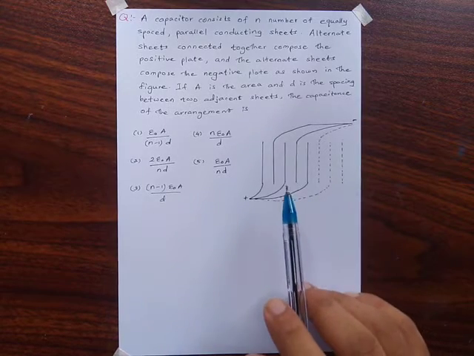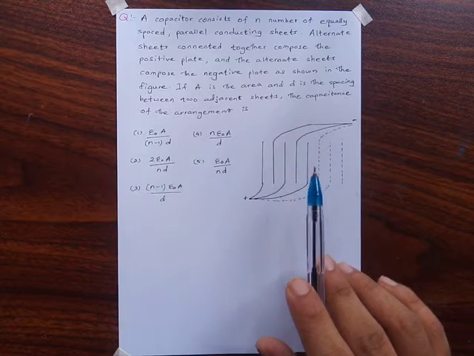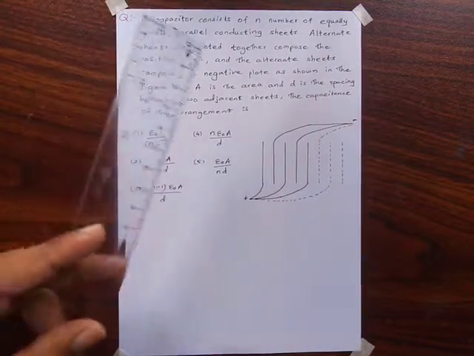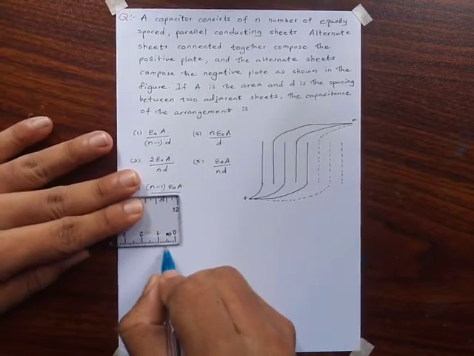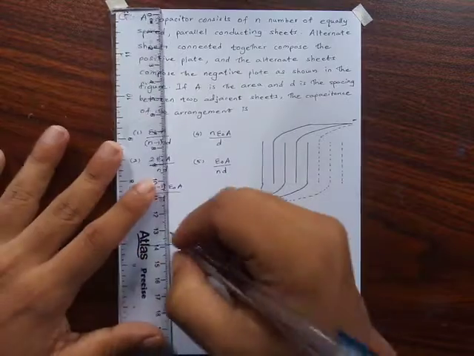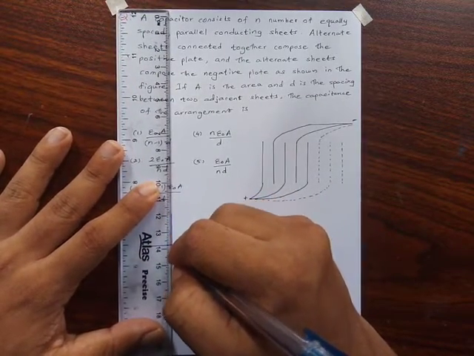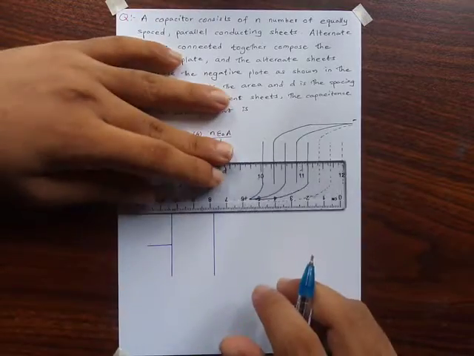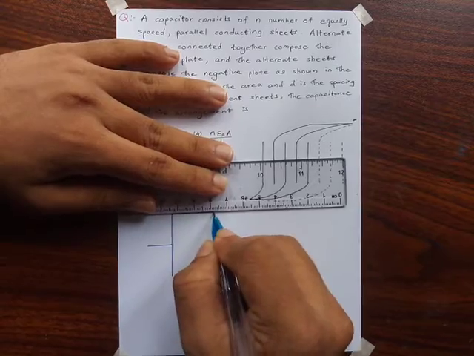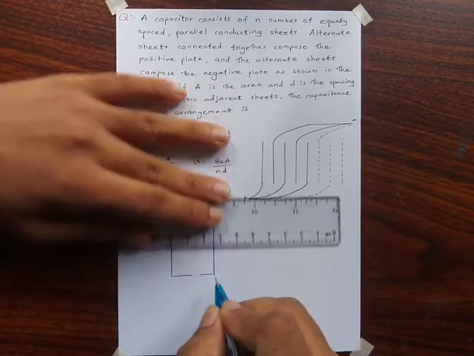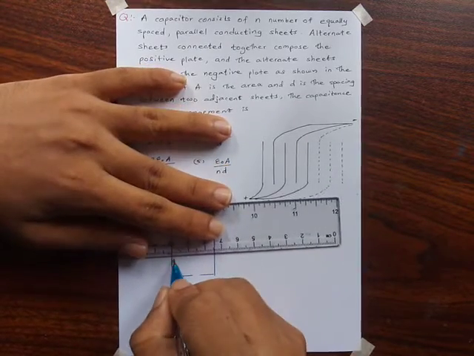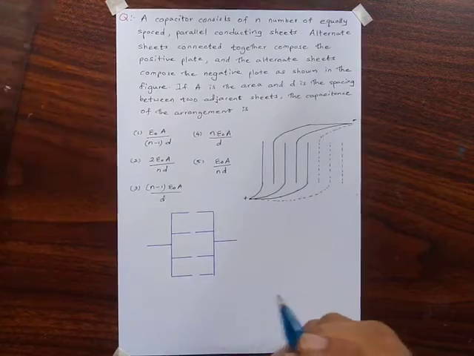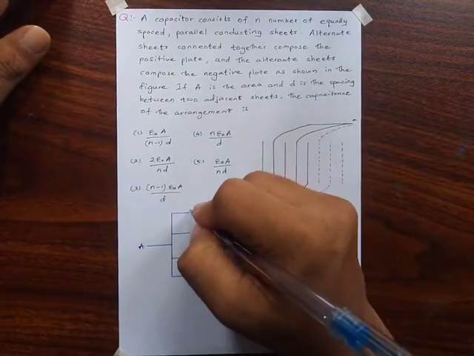Okay, before I answer this question, I would like to consider a system of parallel capacitors, actually a system of 4 parallel capacitors. So let me draw that first. I consider this is terminal A and this is terminal B. Here are the 4 capacitors.